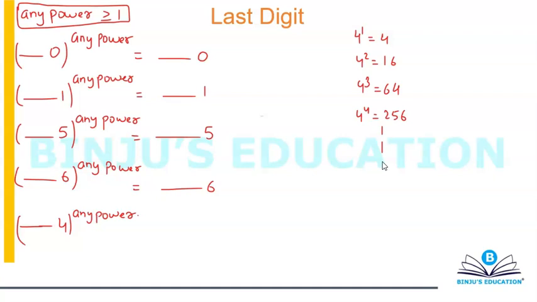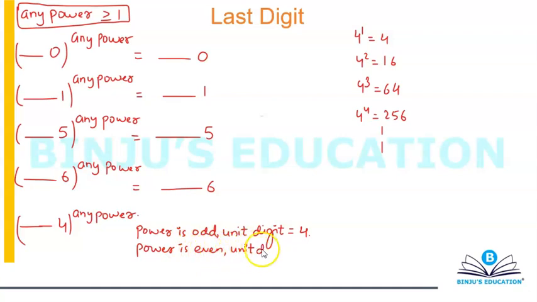So what I realize here is that if I have an odd power of 4, like 4 to the power 1, 4 cube, 4 to the power 5, 4 to the power 7, my unit digit will be 4. So if the power is odd, then the unit digit is 4. If the power is even, then the unit digit is 6.